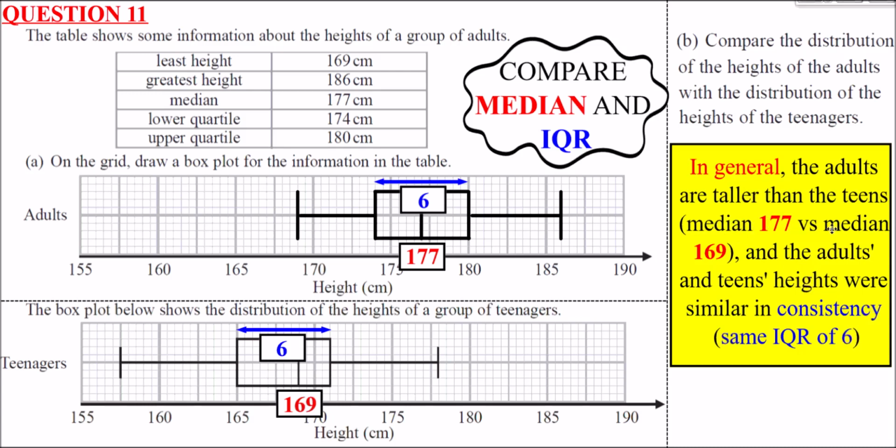Median 177 versus median 169 for the teens. And the adults' and teens' heights were similar in consistency, because the interquartile range is a measure of consistency. You could back that up by saying that the interquartile range of both data sets is 6. If you do that, or something similar, you will get full marks.